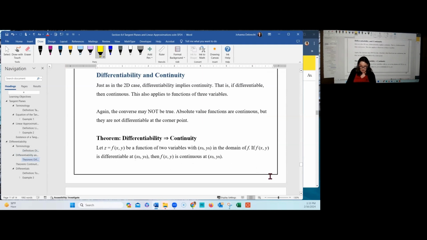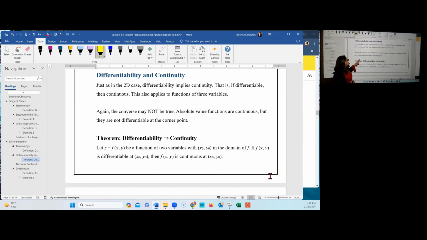Let's take a look at differentiability and continuity. In the case of a function of one independent variable, we know if it's differentiable, then it must be continuous. But this implication only goes in one direction. It does not go in the reverse direction. We've already seen the graph of the absolute value function, which is definitely continuous at the origin where the corner is, but it is not differentiable there.